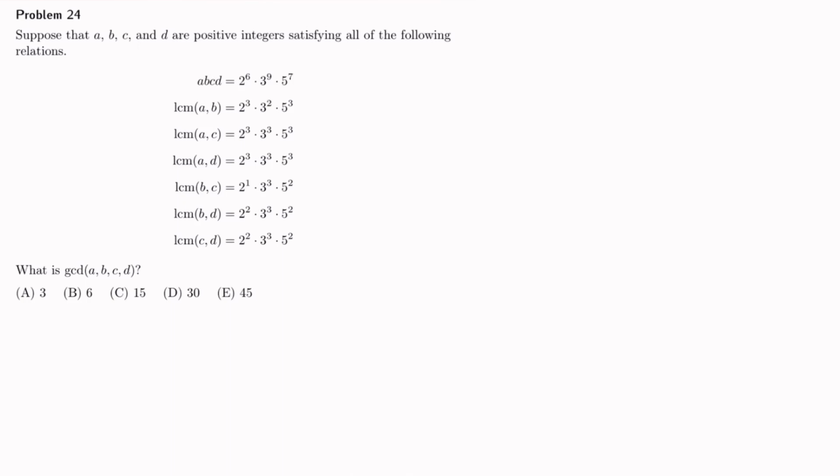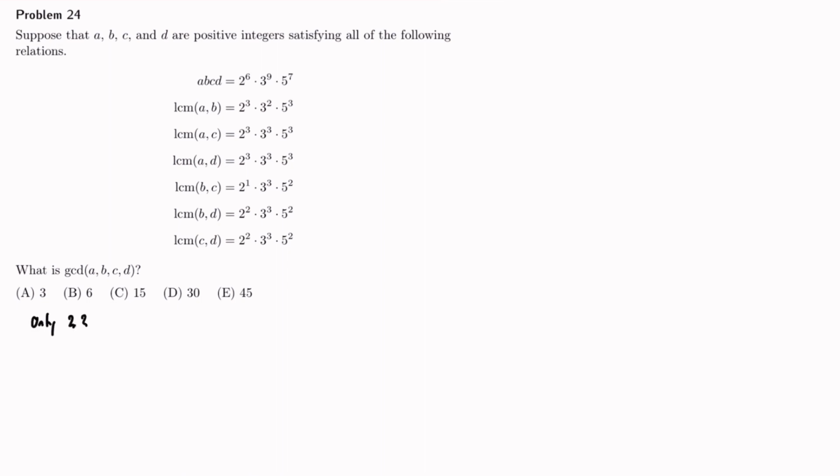Problem 24. Suppose that a, b, c, and d are positive integers satisfying all of the following relations. Pause for a few seconds to read the conditions. The question is, what is the greatest common divisor of a, b, c, and d?